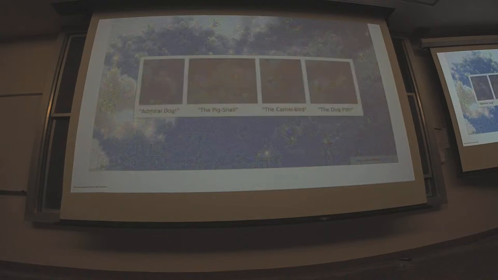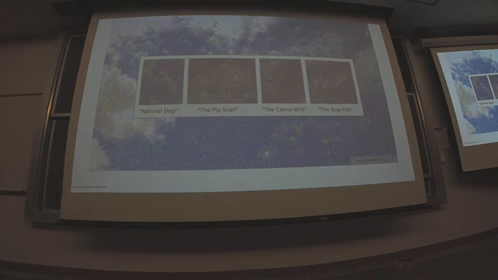Okay, here's Deep Dream in action. We start with this cloud image, and we do the Deep Dream training process, and we end up with this. There are a lot of weird things in this image, but this is what the network is seeing at these different patches. Admiral Dog is a famous one that kept showing up repeatedly in the network. Pigsnail, camelbird, dogfish. It's not like we fed the network images of Admiral Dog, but this is what the network thinks it's seeing.